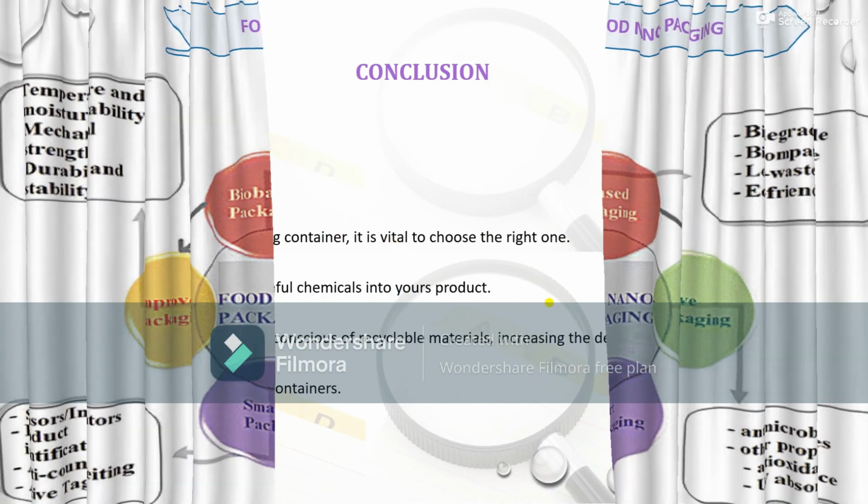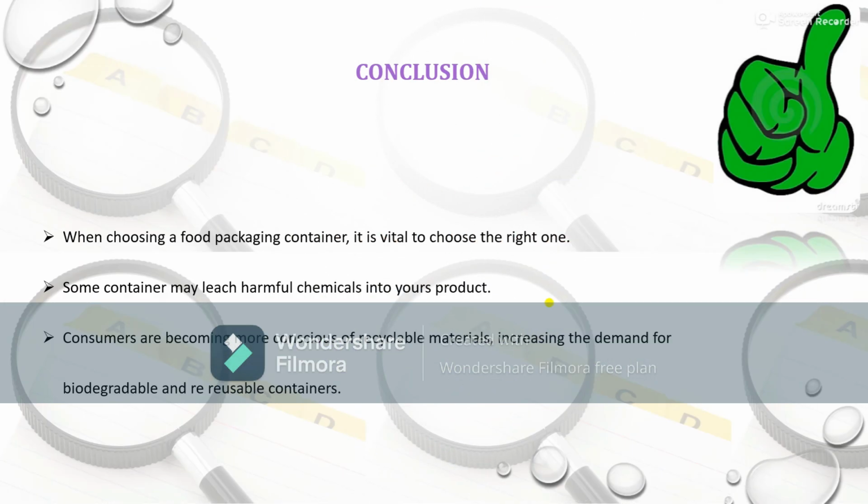So in conclusion, when choosing a packaging container, it is vital to choose one that protects or extends the shelf life of the product. We have to choose packaging material of good condition. The packaging container should be in good condition. Some containers may leach harmful chemicals into your product. There is migration of the chemical components into our food product. So the package should not be harmful in chemical terms.